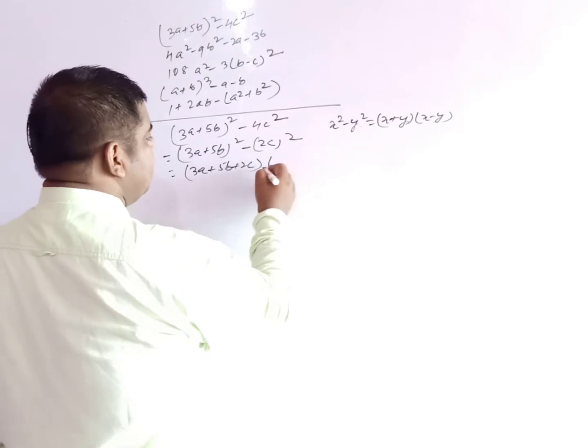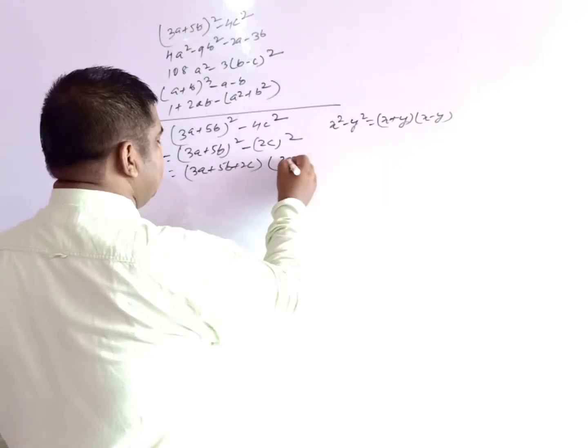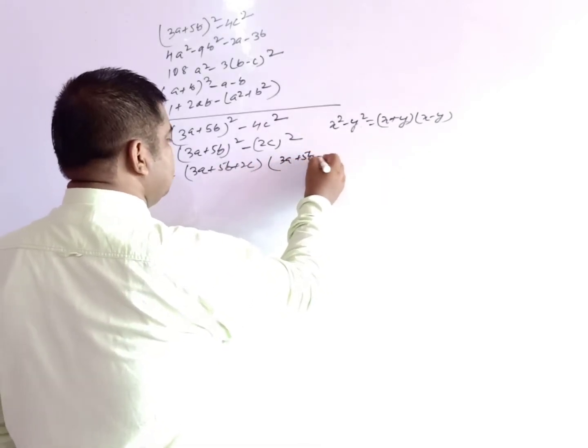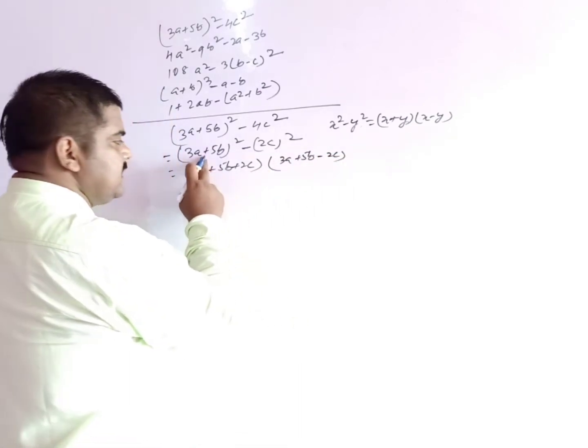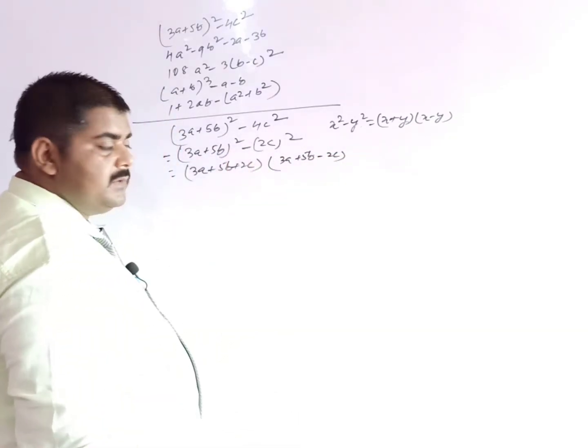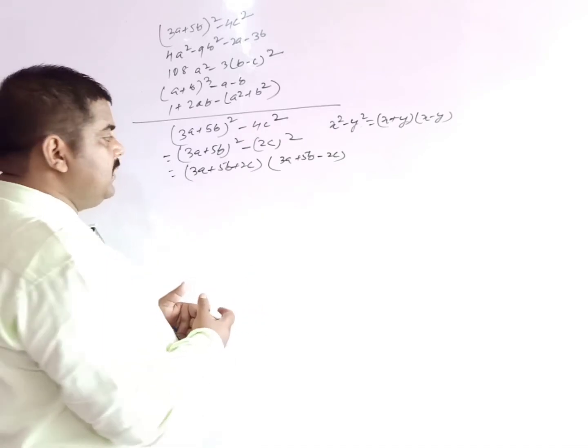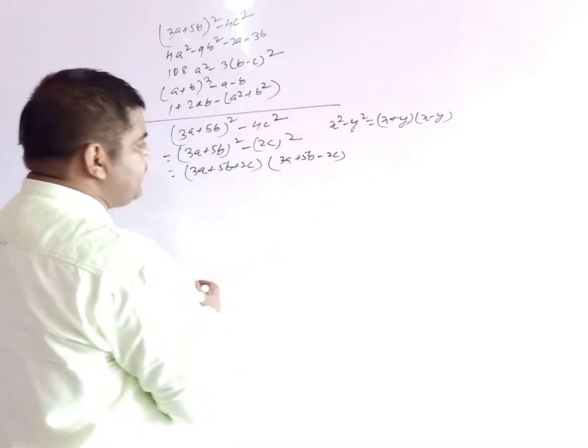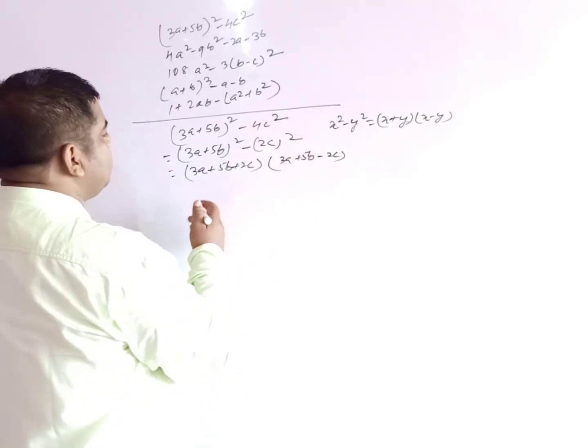And the second one, x minus y, so 3a plus 5b minus 2c. It is considered as x, it is considered as y. So you have to just express it in this form, and then you have to solve these questions.